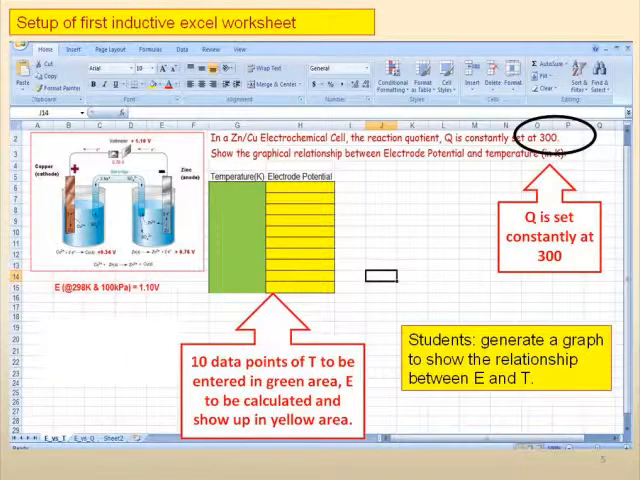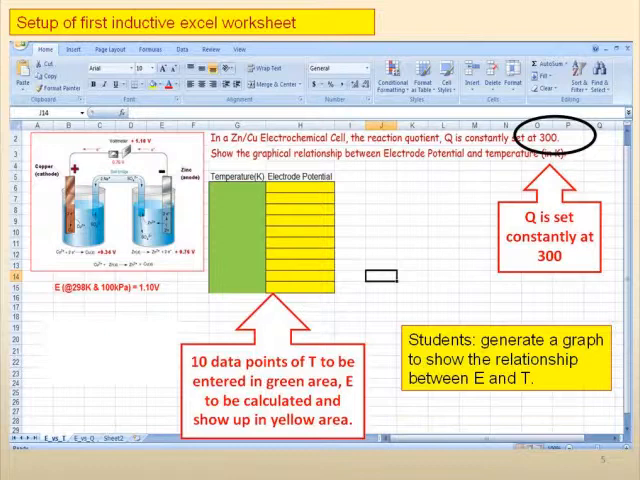I set up two Microsoft Excel worksheets for my students to conduct the lab experiments. Here is the first one. A new zinc copper electrochemical cell is originally present at 298 K and at about 1 atmosphere. If the reaction quotient Q is able to be maintained constantly at 300, the students are going to enter 10 appropriate temperature data points, or T, in the green area on the worksheet.